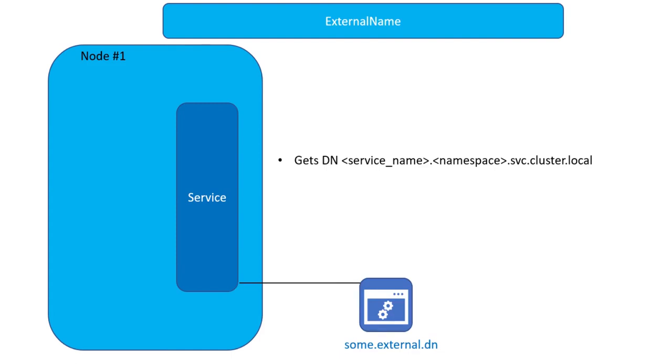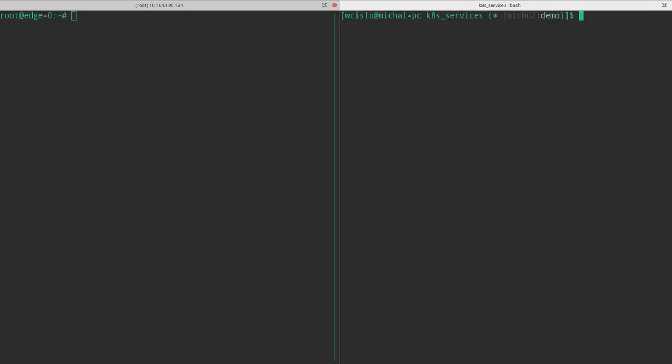And the fourth type is the ExternalName service type. It's completely different from the other three. You also get a DNS name, but if you try to reach this name, you will basically get some external DNS name in return. So we can point to some external service that will fit into this service representation in the Kubernetes cluster. Okay, let's leave the theory behind and switch to practical mode.